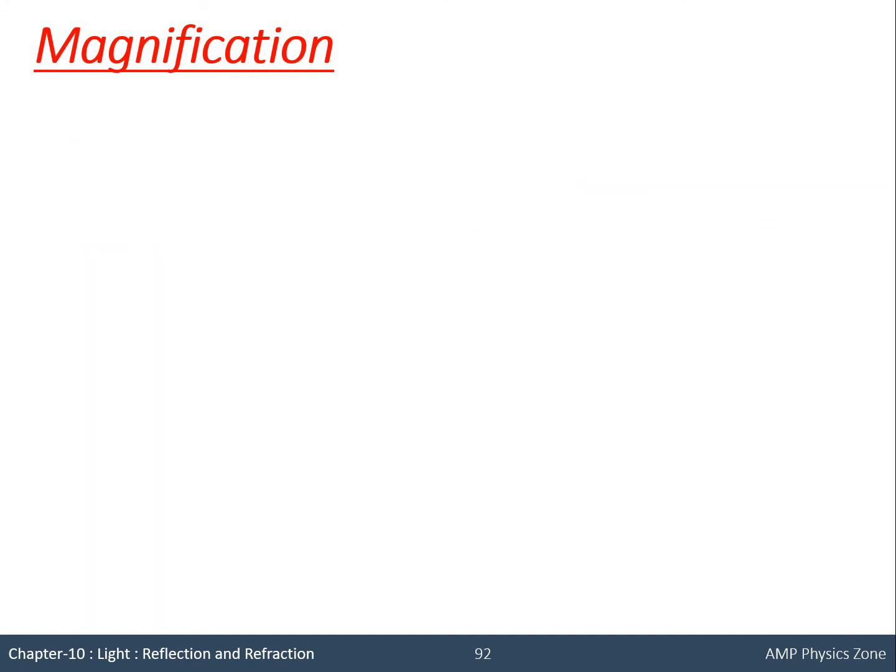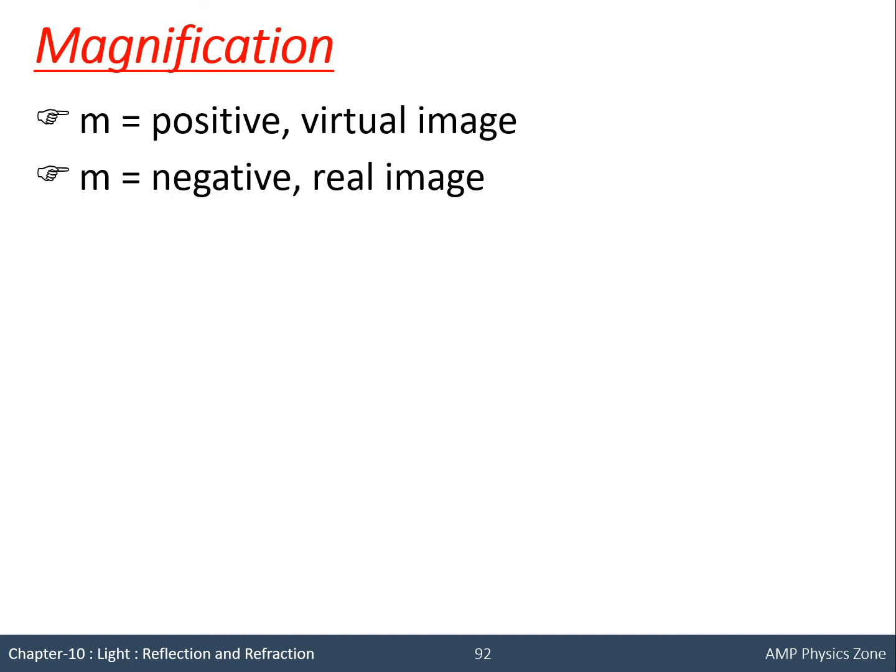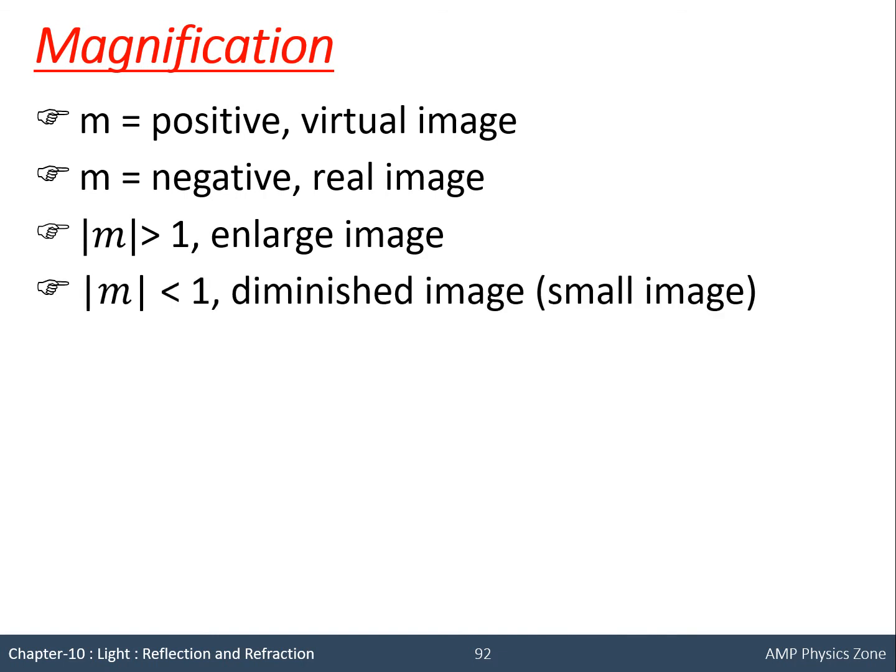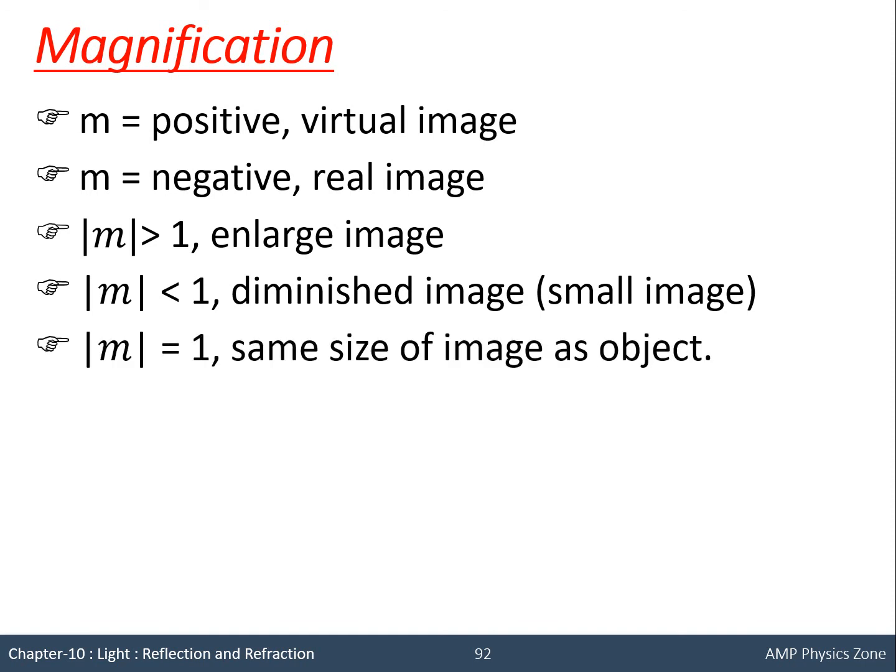Now from the value of magnification, these are the rules. If m is positive, then the image will be virtual. If m is negative, the image will be real. If the magnitude of m is greater than 1, then the image is enlarged. Magnitude of m less than 1, diminished image. And equal to 1, the size of the image will be the same as that of the object.